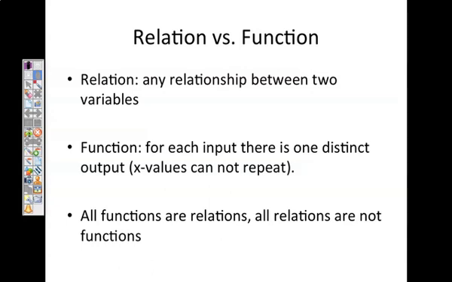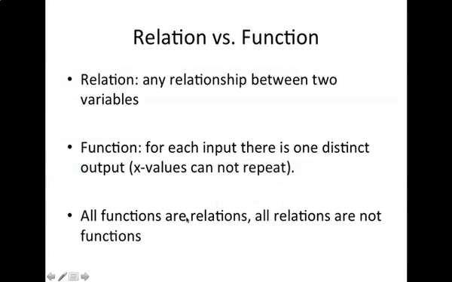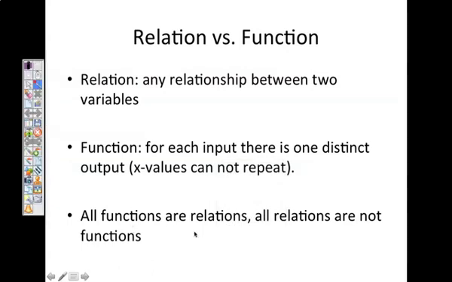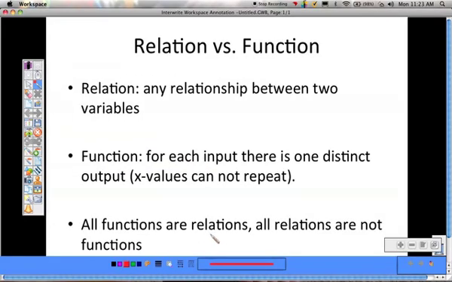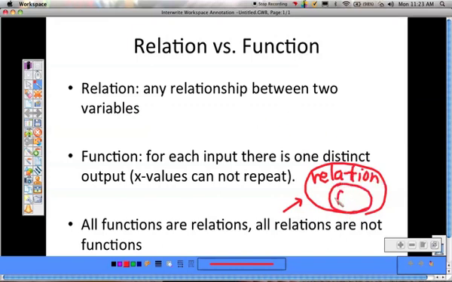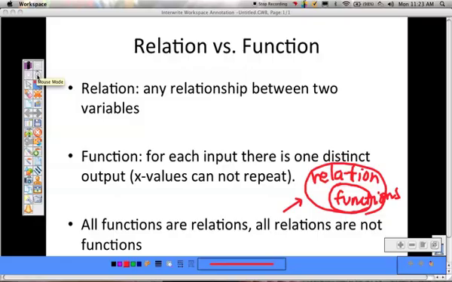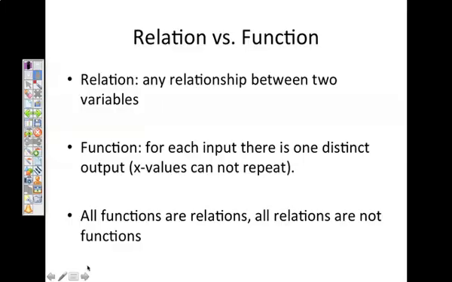And all functions are relations. All relations are not functions. So what does that mean? It just means that we could draw a Venn diagram, so it makes more sense. If we had a Venn diagram of this last statement, we have our broader term of a relation. So I'll do it right here. Here's a relation. Everything in here is a relation, a relationship between two variables. Functions are a subset of that. So all functions are relations, but not all relations are functions. That's what that means.